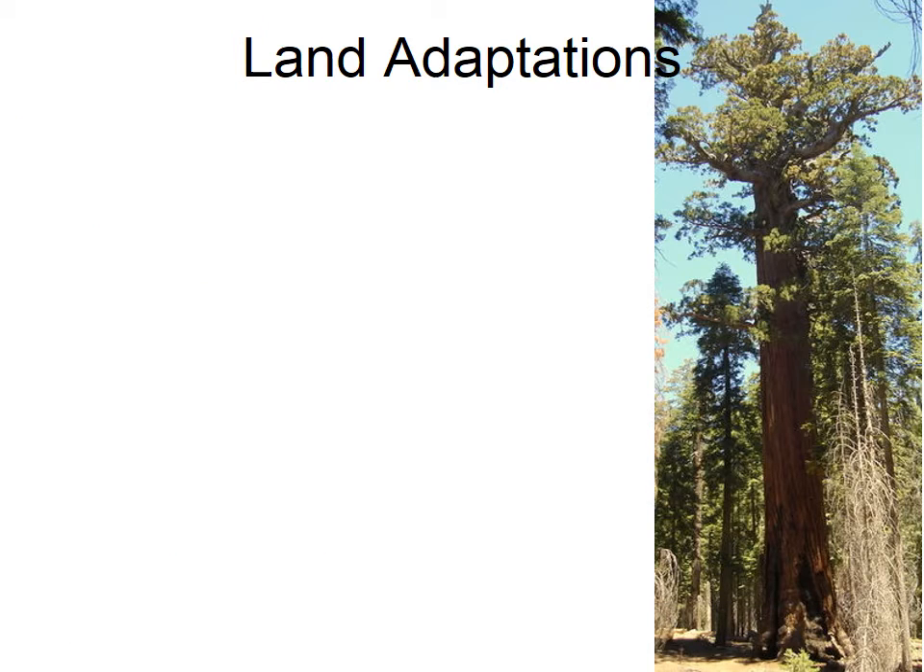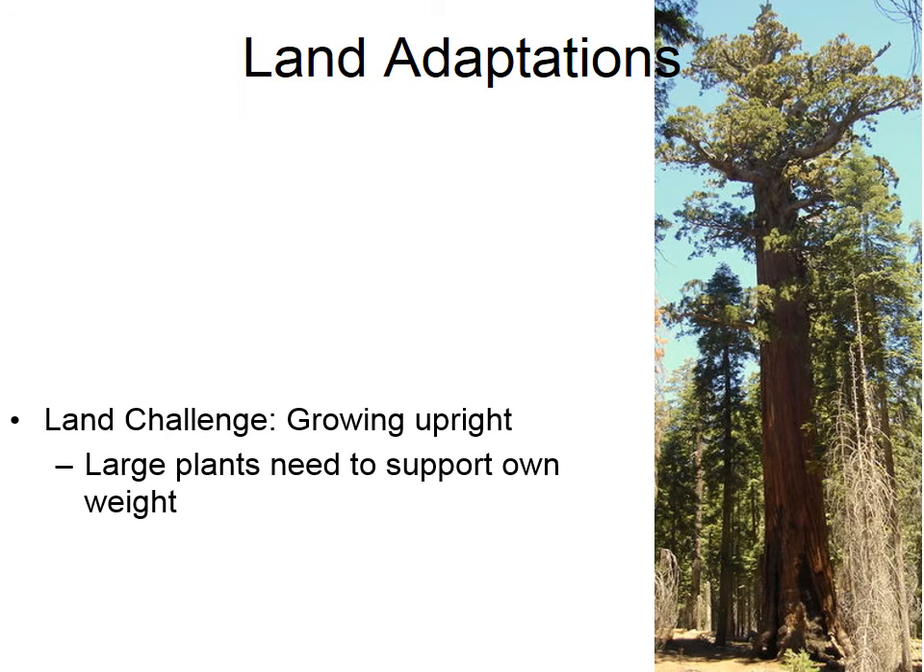While we're on the topic of height with the picture of the redwood tree, I want to mention another land challenge: the ability to grow upright. Underwater, your body weight is supported. If you ever play games in a swimming pool with friends and you're picking friends up underwater, your friends are very easy to pick up because water supports weight. But that same friend is very difficult to pick up outside of water. So water supports weight, and if trees like this can live on land, they have to have a way to support their own weight.